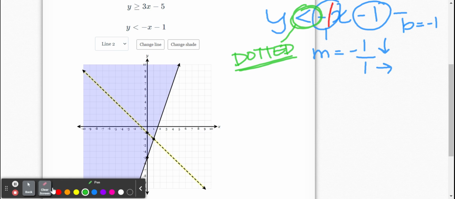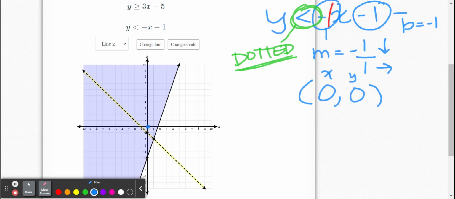And now let's decide where we're going to shade. So 0, 0 is very close to this line, but it's not on it. And I can see that it's on this side of the line. So I'm still going to go ahead with that test point. 0 is just a really easy number to work with. That's why I like this point.